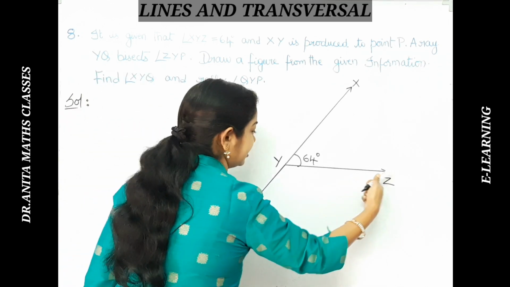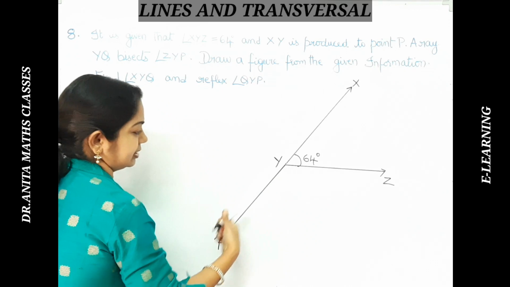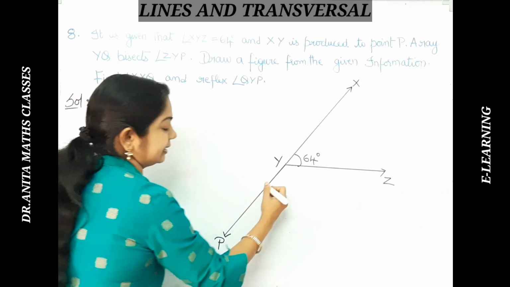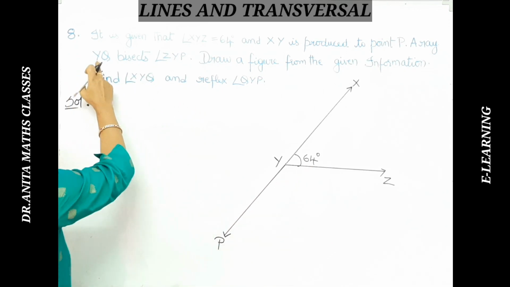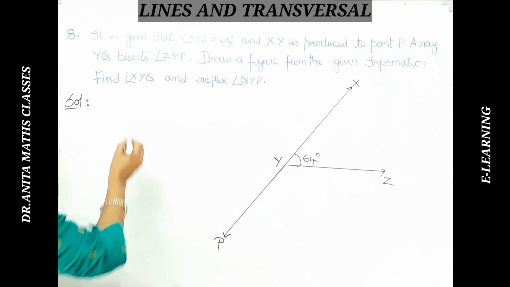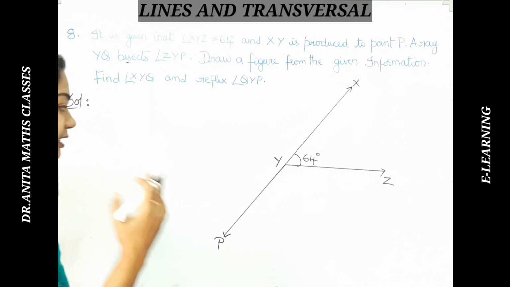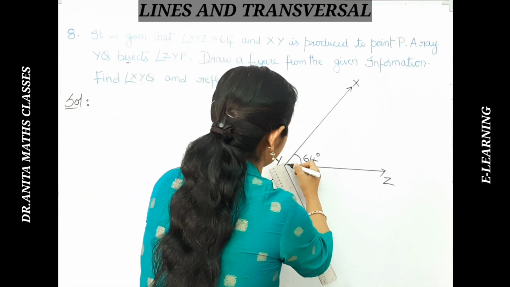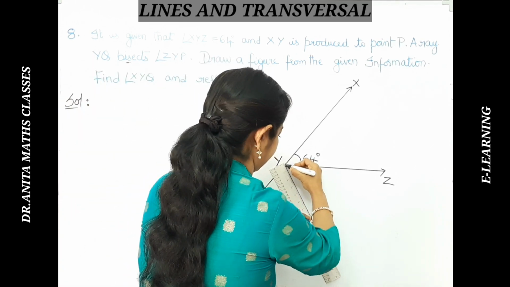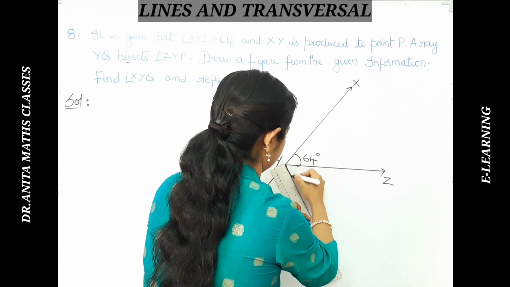So the angle ZYP, this is the complete angle. In this angle, this ray YQ bisects. Here bisects means making into equal angles, equal parts. So that means this angle is bisected, so like this.